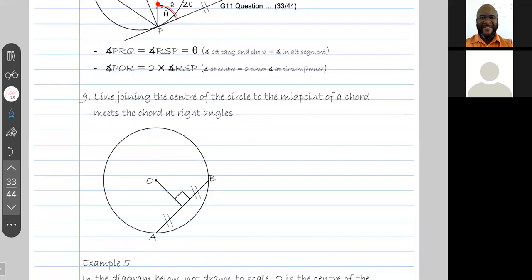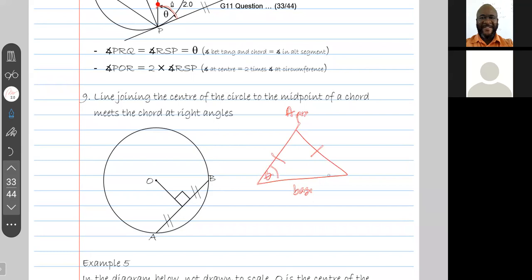9 is actually a given. 9 says the line joining the center of the circle to the midpoint of the chord meets the chord at right angles. All right, this is something that I know, and it's something that you all should have known as well. And I tell you why, because you would have learned this when you learn about the isosceles triangle. The 2 equal sides meet at the apex, and opposite from the apex is the base. The 2 base angles are equal.